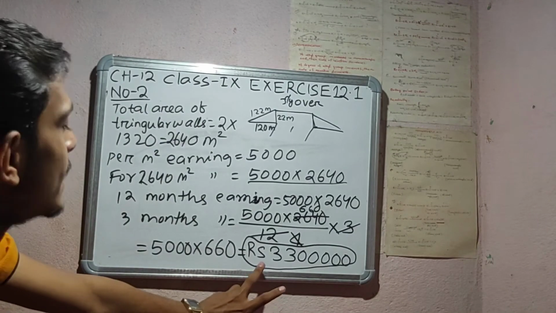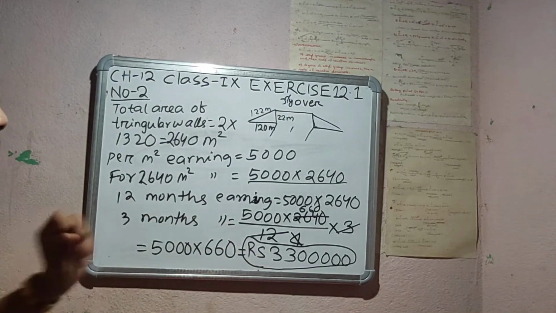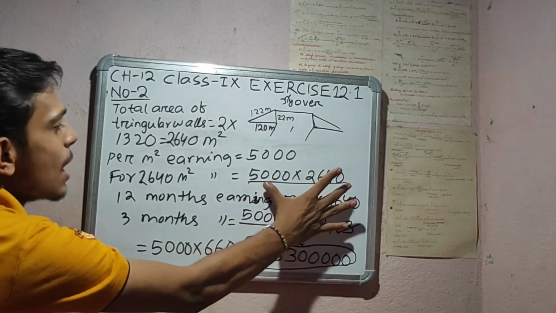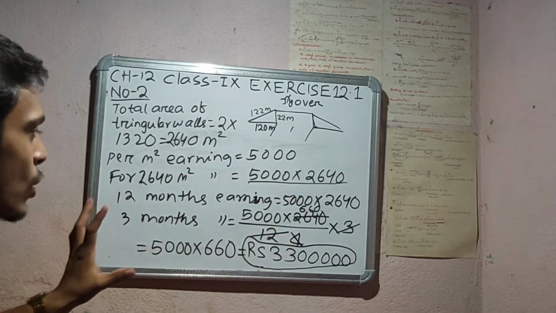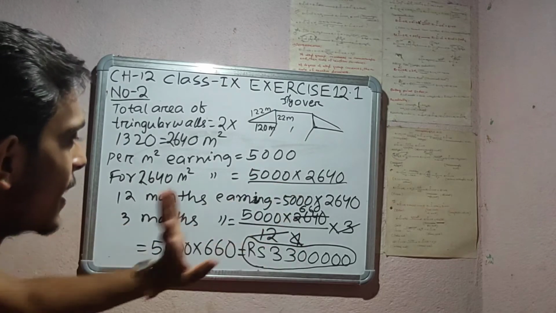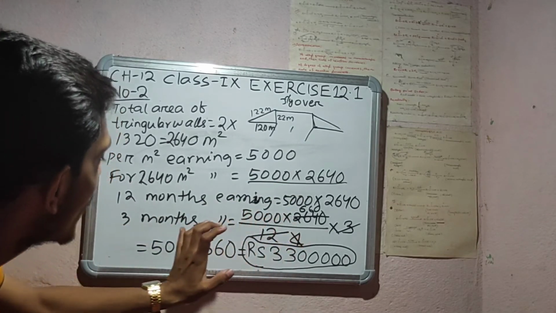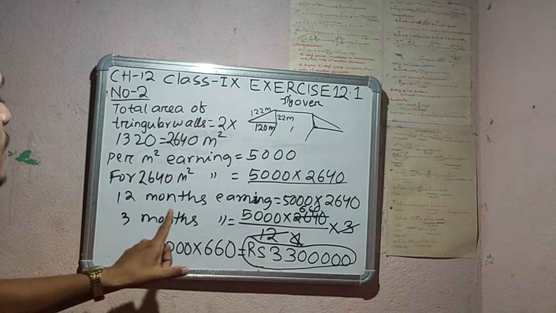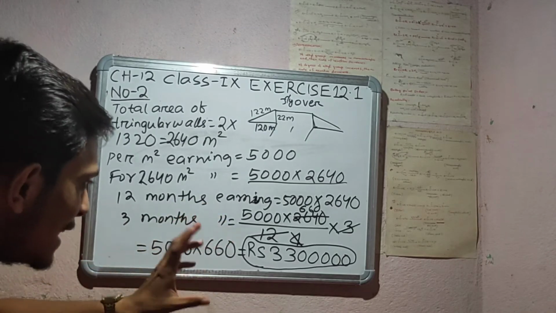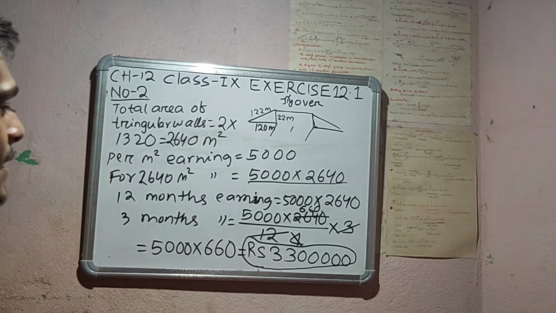This is the rent. This is the rent for 3 months, because this is the amount for 12 months. Per year means 12 months. For 12 months, this is the rent. And for 3 months, a company takes the rent. So for 3 months, he has to pay this rent. That is 33 lakhs. Okay, this is your answer. You can note down this.